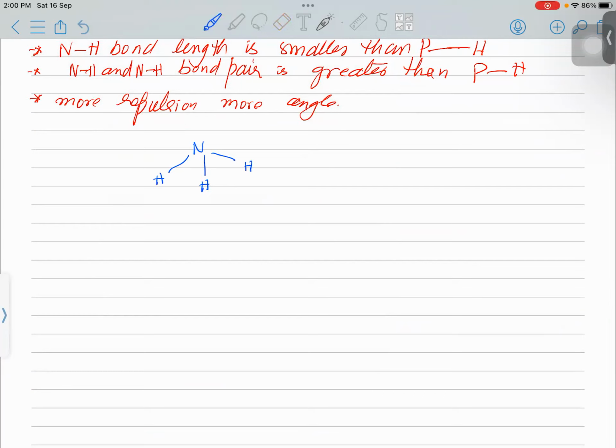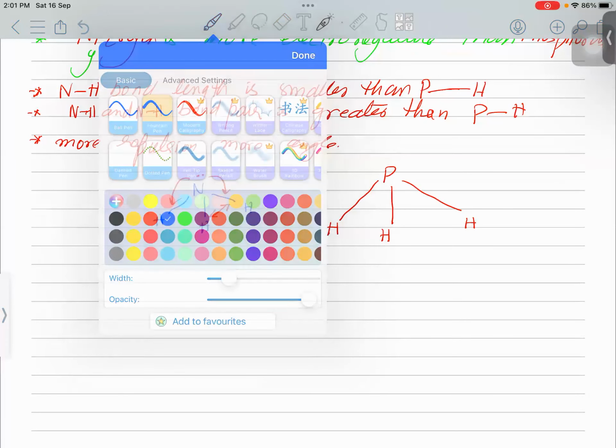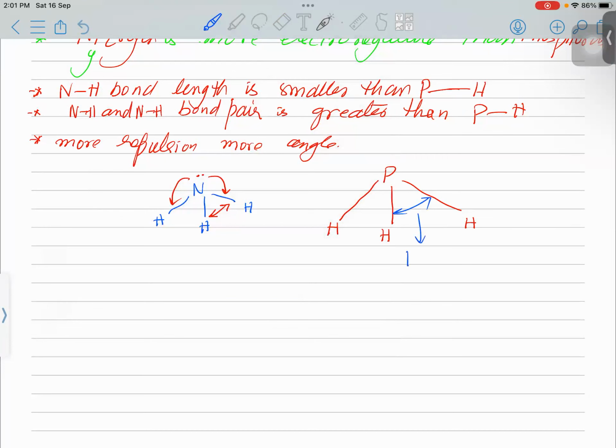Beta, are you getting my point or not? Yes, sir. So here you have repulsion between bond pairs, and here you have lone pair bond pair. But in PH3, this is less electronegative, so bond length is greater. So this repulsion is lesser, less PH bond pair repulsion.